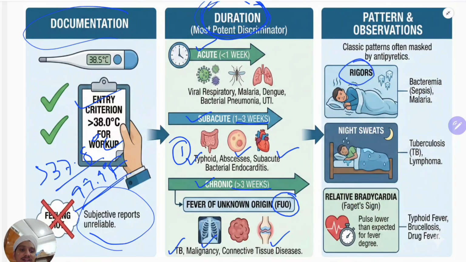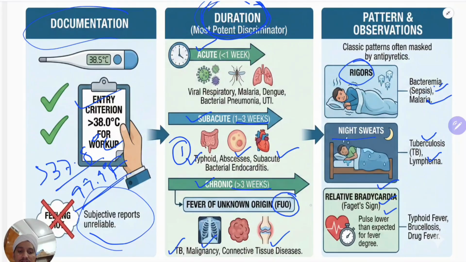If rigors are present, then it is sepsis or malaria. Night sweats are there, then it is tuberculosis or lymphoma. Relative bradycardia, Faget sign. What is that? Pulse is lower than expected for the fever degree.